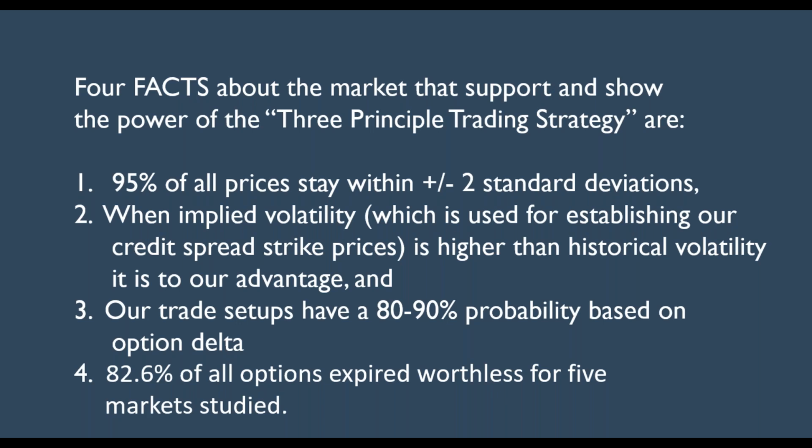The second fact is when implied volatility, which is used to establish our credit spread strike prices, is higher than historical volatility, it is in our advantage because the premiums are inflated during that time frame, and we are sellers of options. Even though we're buying one further out of the money for protection, we make our money by selling the option. And when the premiums are inflated, that's to our advantage.